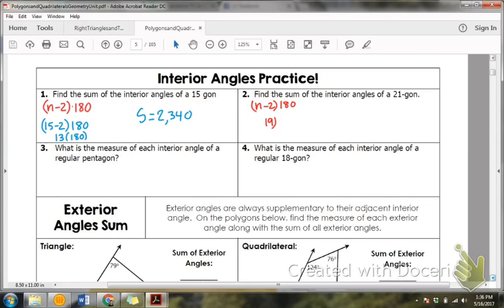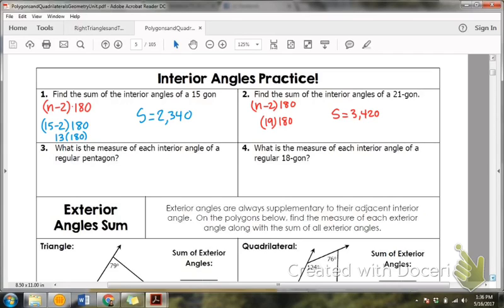John, what'd you get? I got 3,420. 3,420. I would agree with that. Does anyone else agree with that? All right. Questions on number 1 or 2? Okay, let's look at number 4.